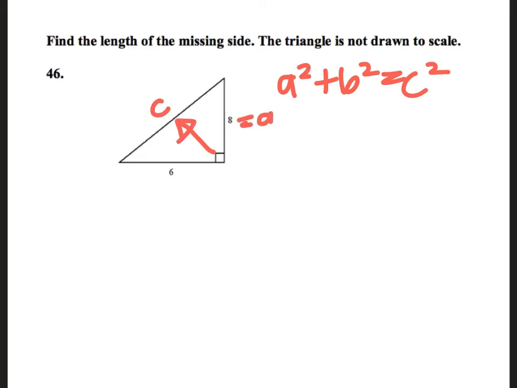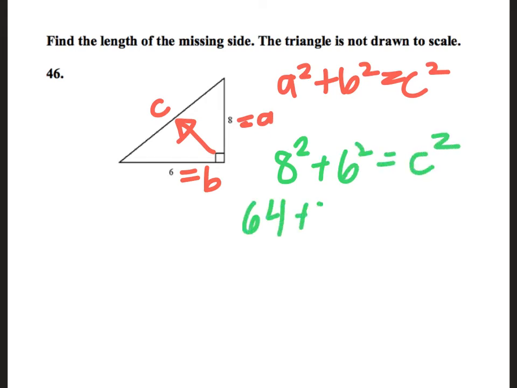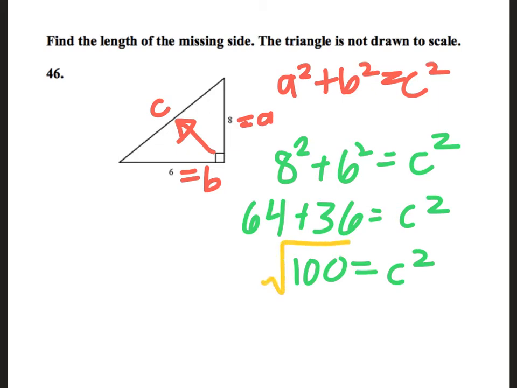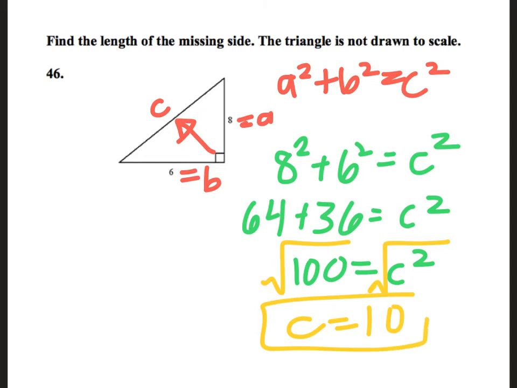Let's say 8 is a and 6 is b. Again, you can flip-flop a and b and you'll get the same answer, so it doesn't really matter if 8 is a or 8 is b or vice versa. Alright, we're going to plug it in. So we have 8 squared plus 6 squared equals c squared. So we really have 64 plus 36 equals c squared. If I go ahead and add 64 plus 36, I get 100 equals c squared. My last step is going to be to take the square root of both sides, and we get c equals 10. And that is our missing side.